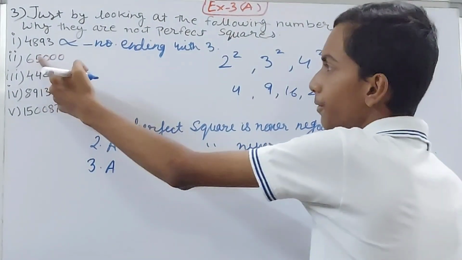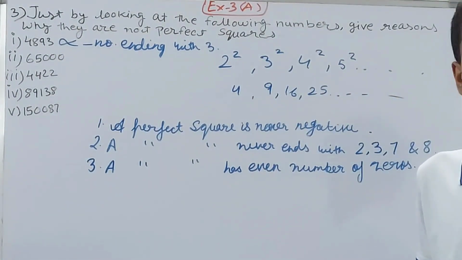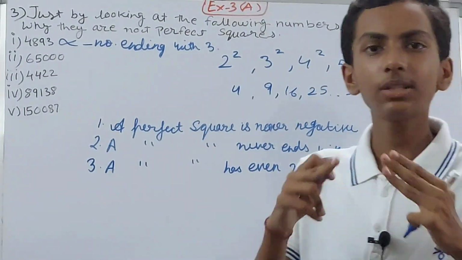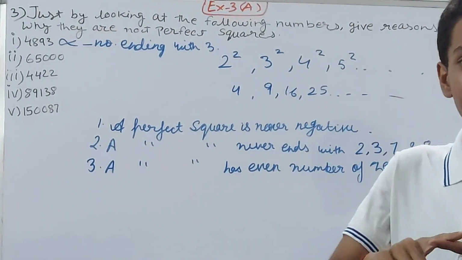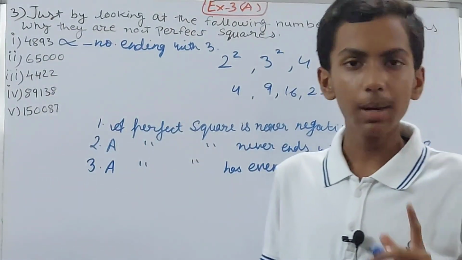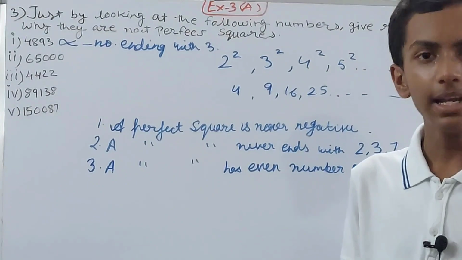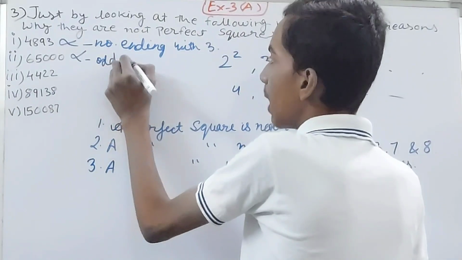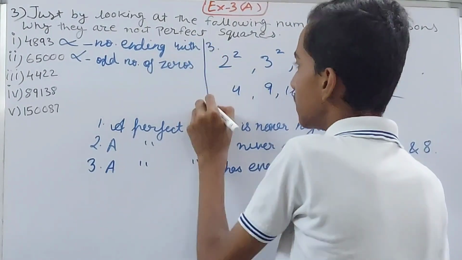Then 65,000. So 3 times 0 is coming. 3 is an odd number of times, because we have studied even numbers are 2, 4, 6, 8, and 3 times 0 is coming. You can count 1, 2, 3. So 0 is coming an odd number of times in this number, so it will also not be a perfect square. Odd number of zeros is the reasoning here.